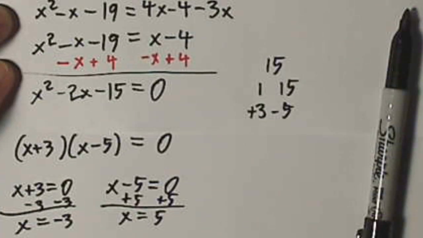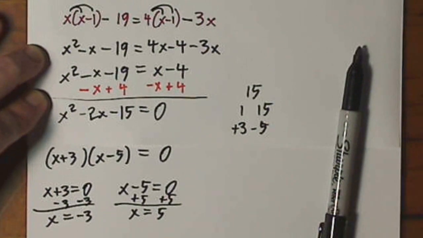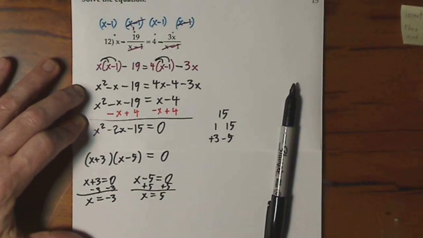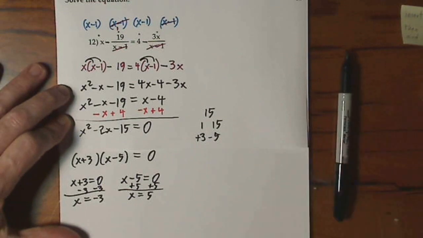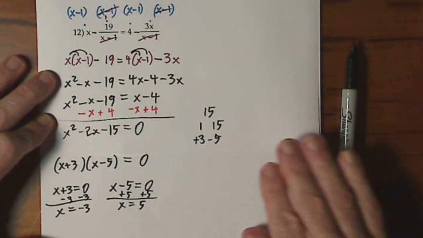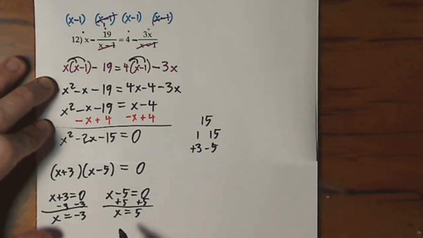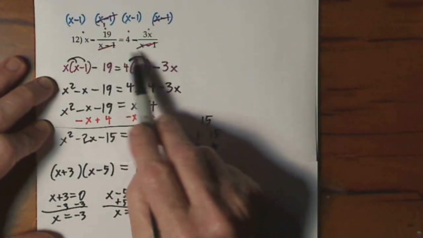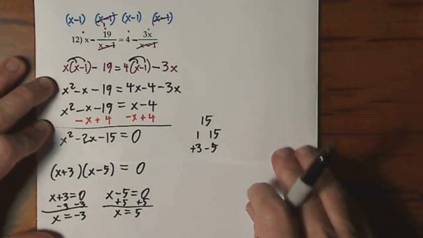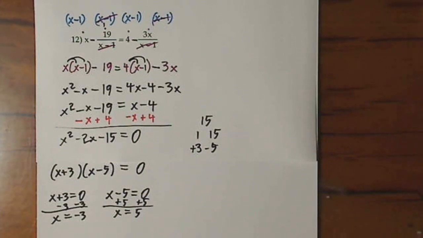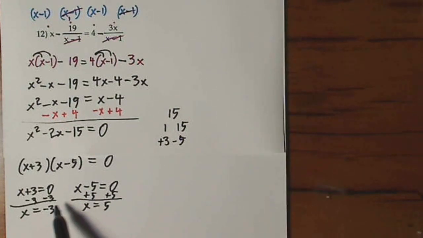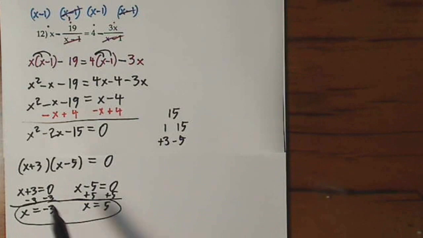Alright, well this one got kind of long. We figured out that x equals negative 3 and positive 5. And if we plug a negative 3 or a positive 5 in our original equation, we don't have any problems with our denominators turning into zeros. So these answers do stand. Negative 3 and 5.